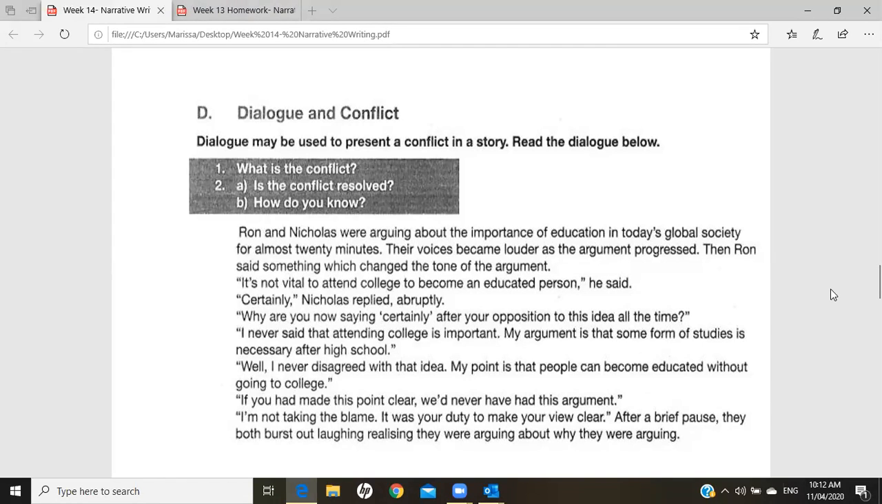And the main thing was if you need to attend college to become educated. So they were discussing the importance of education, but the overall thing that they were discussing is if you need to attend college to become educated.